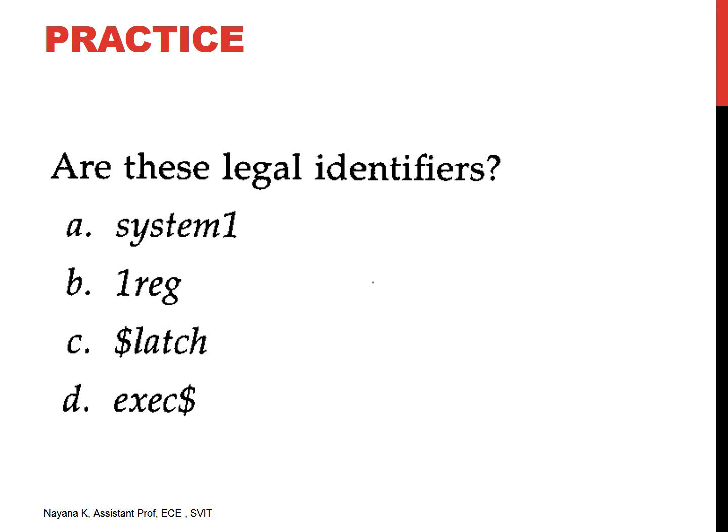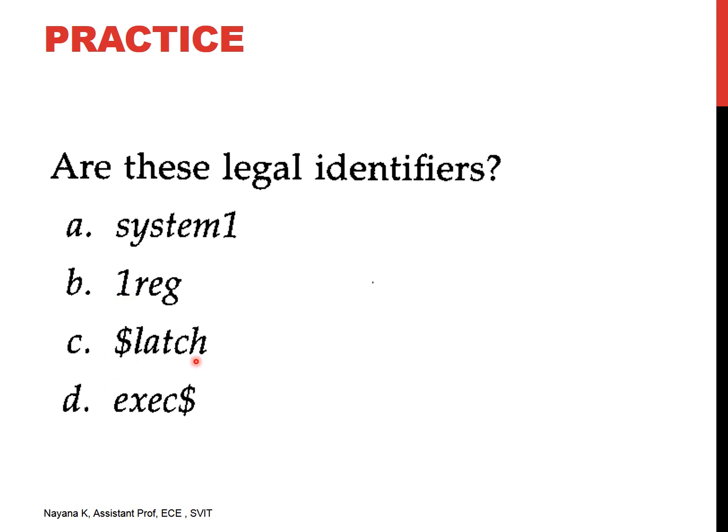Let's look into these identifiers and identify whether they are legal or illegal, that is valid or invalid. System 1. Is this a valid identifier? Yes, it is a valid identifier because it begins with an alphabet and it has some numbers but no special characters. 1 REG. Is this a valid identifier? No. Why? Because this identifier begins with a number and we know that the rule for an identifier tells it should not begin with a number.